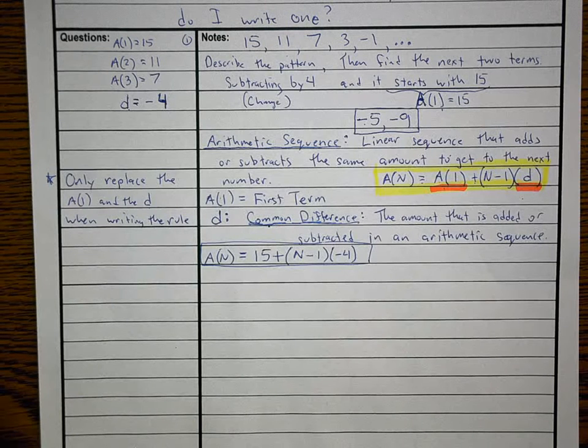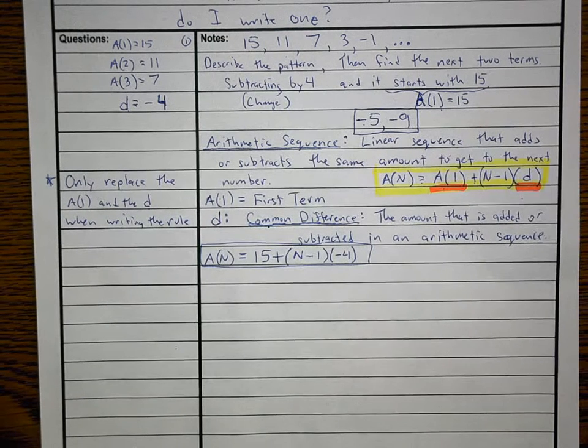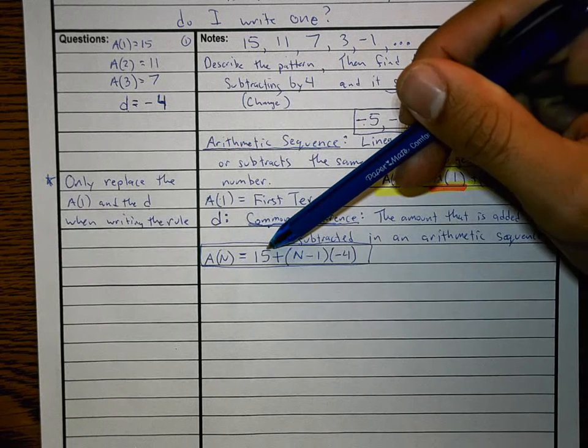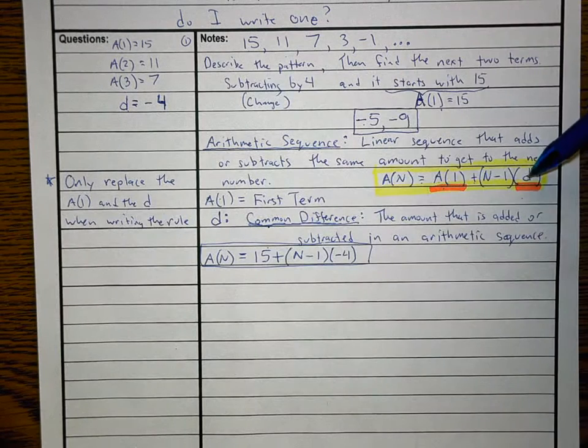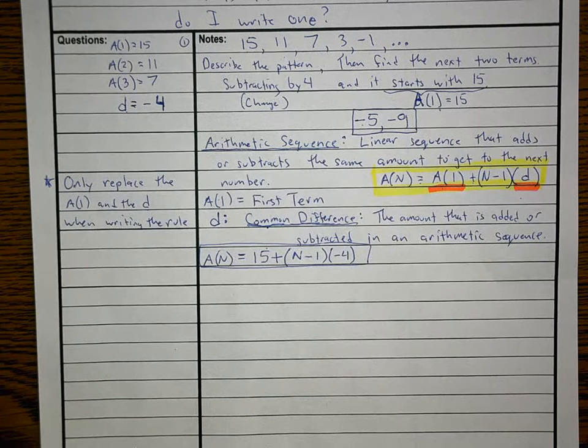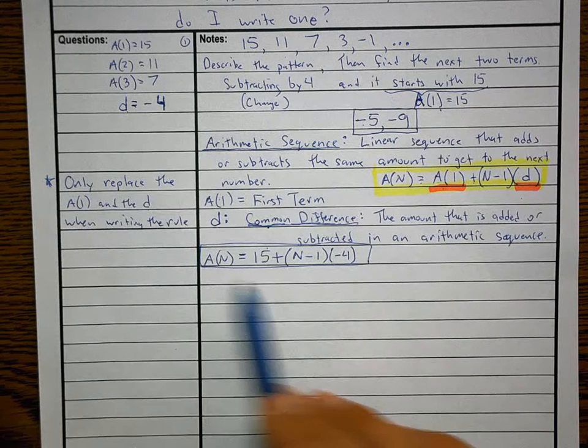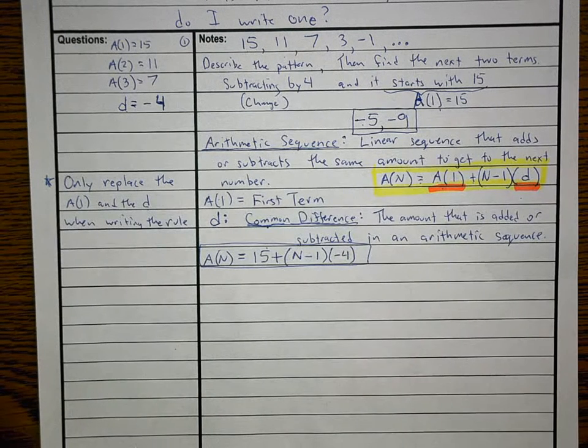You only need to know 2 things. You only need to know what is A of 1. You plug it in. You need to know what the D is. You plug it in. I'm hoping that's not too hard. What this means is we can now figure out what any term number is.